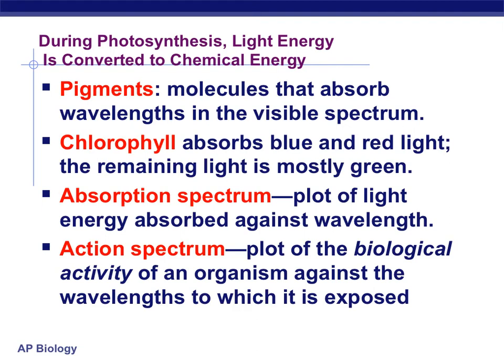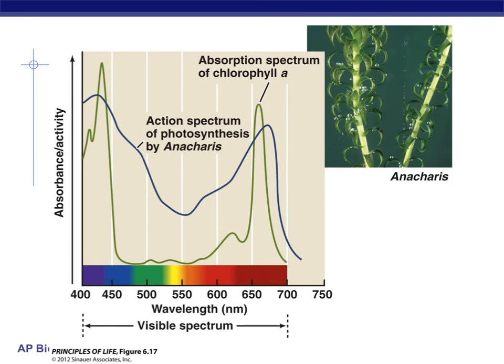So we want to take a look at the absorption spectrum versus the action spectrum. The absorption spectrum is taking light energy that is absorbed versus its wavelength. And the action spectrum is a plot of the biological activity of an organism against the wavelengths that it's exposed to. So here, looking at those two spectrums together, you'll notice that the action spectrum and the absorption spectrum have the same trends. There's a link.